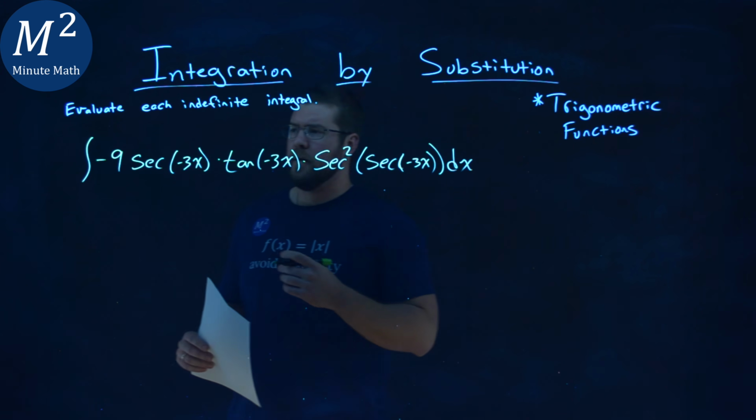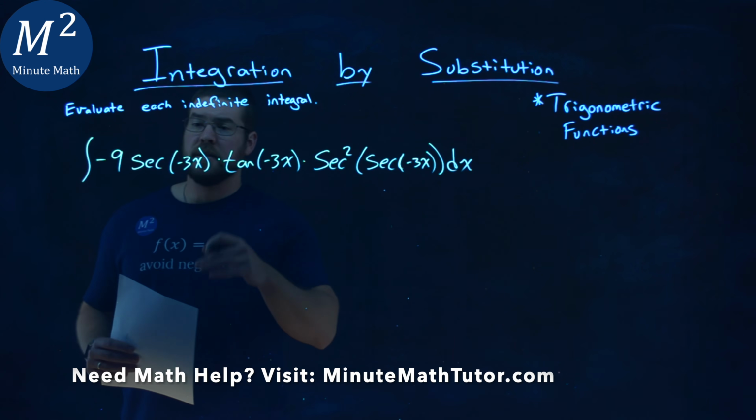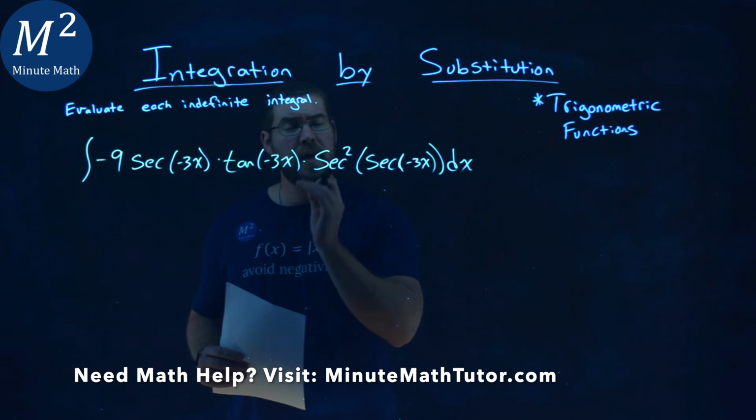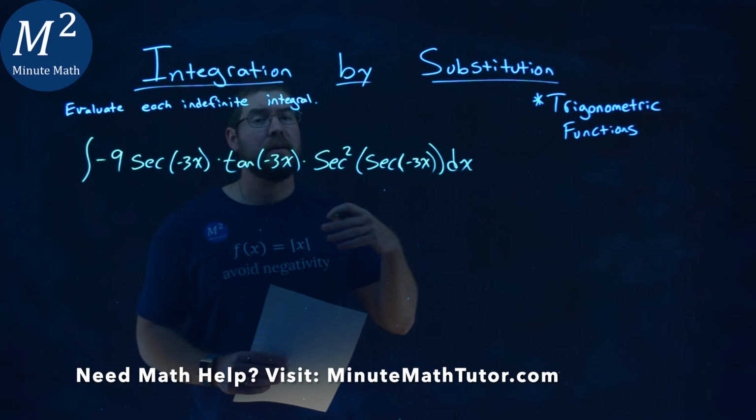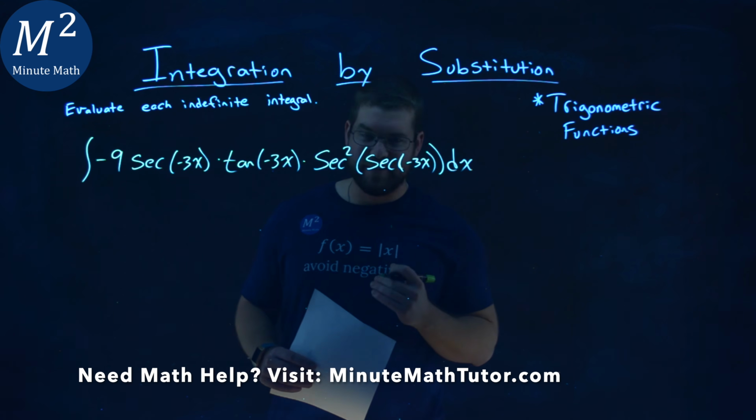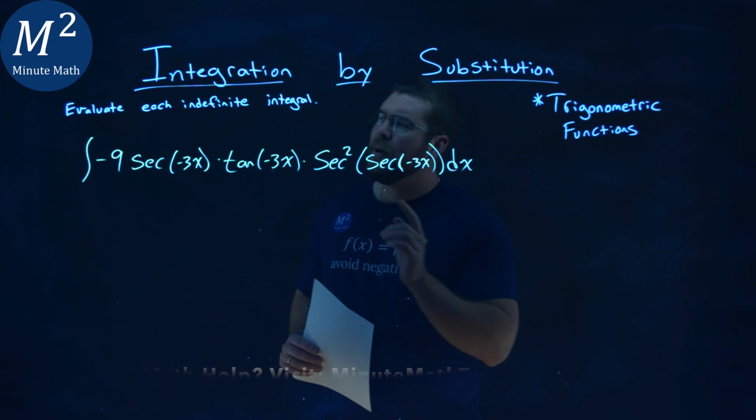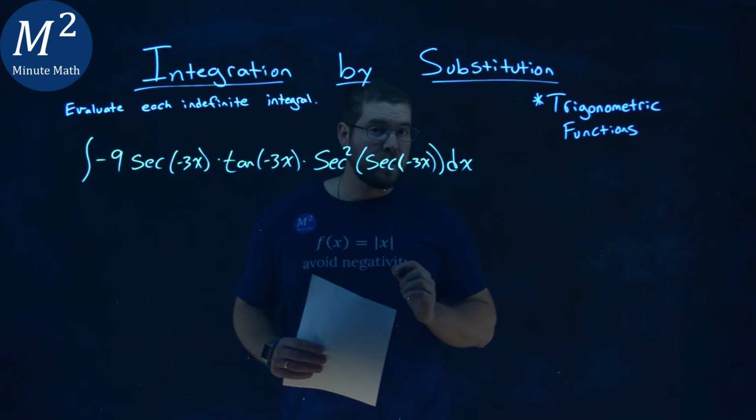We're given this problem right here, the integral of -9 times the secant of -3x times the tangent of -3x times the secant squared of the secant of -3x dx. And we have to evaluate this indefinite integral.